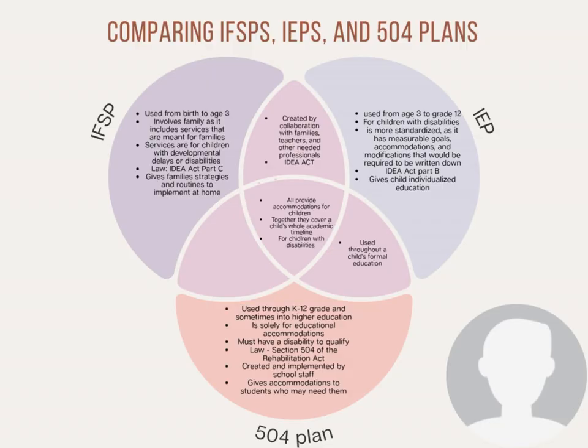Next, an IEP. This is used from 3 to grade 12. It's for children with disabilities and is more standardized. And what I mean by standardized is there's more of a layout. Like it has measurable goals, accommodations, and modifications that would be required to be written down. So it's not that all children will have the same IEP because an IEP is individualized, but there are more requirements around what is needed for that child.